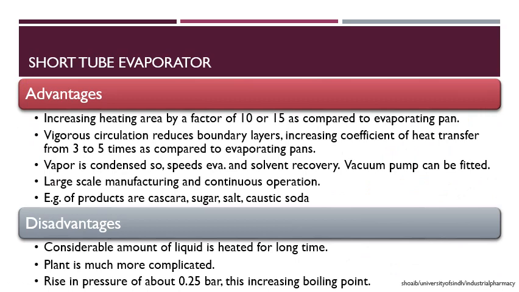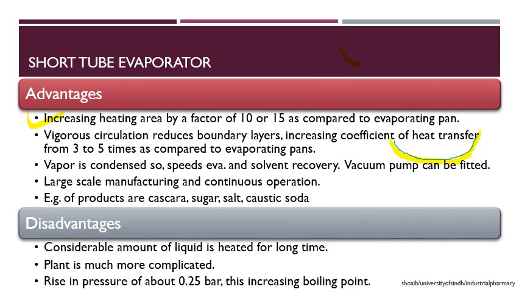Now the advantages and the disadvantages. So the first advantage is increasing the heating area by a factor of 10 or 15 compared to the evaporating pans. Now, as we have already discussed, in the evaporating pans or the evaporating still, the space for the heating was very small. If I draw here, the space is very small. Okay, only this space was heated.